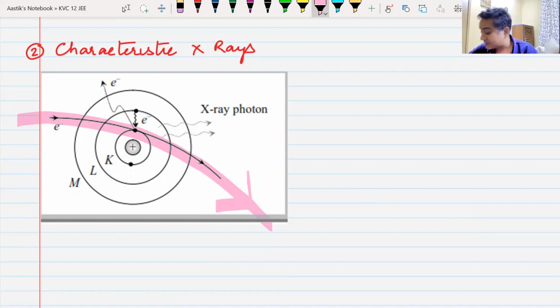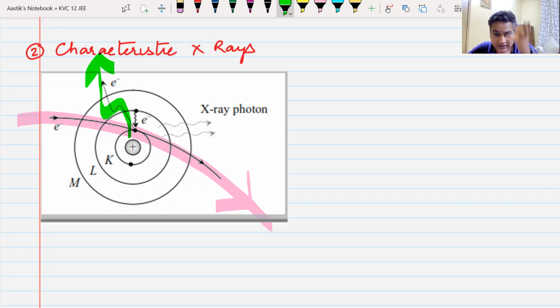It will emit continuous X-rays, but something else it has done here. It has actually collided with one of the inner shell electrons. It has collided with an inner shell electron and imparted its energy to this electron, and this electron has gone out. This electron has been pushed out of the atom.